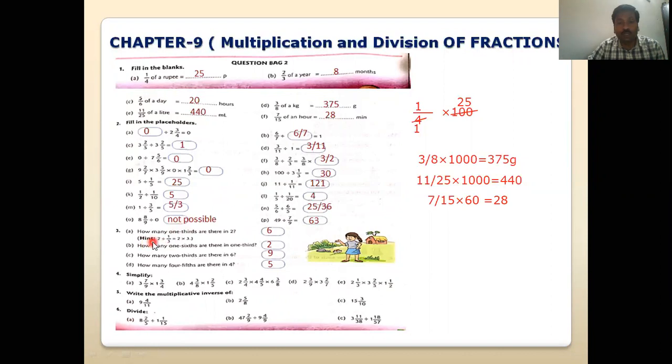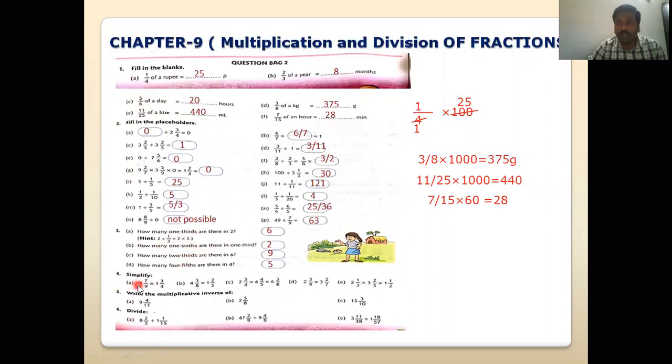Now here is question number 3. How many 1/3 are there in 2? When we divide 2 by 1 by 3, we get 6. And in the same way, we can solve question numbers B, C, and D. Now there is question number 4.